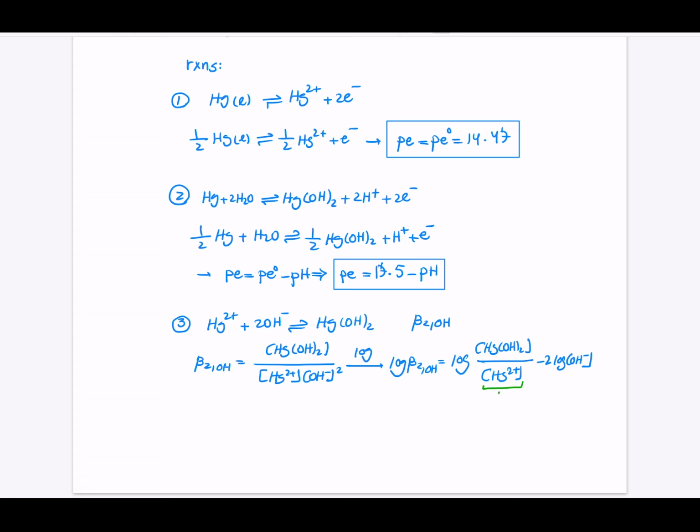So again, this would be 1, this would be 0. Then eventually we get log of beta 2 OH to be equal to minus 2. We convert that OH to log of Kw over H+, so we're interested to go with pH. Or minus 2 log of Kw plus pH.